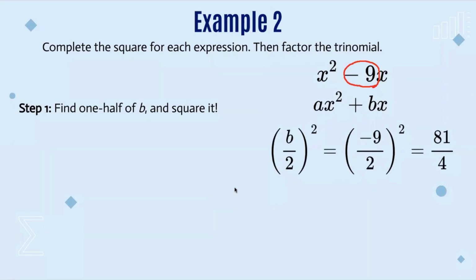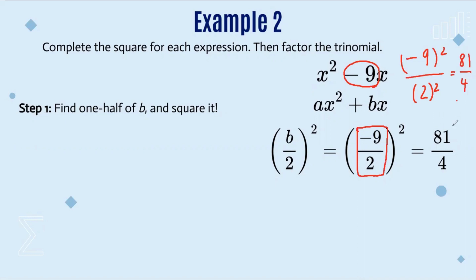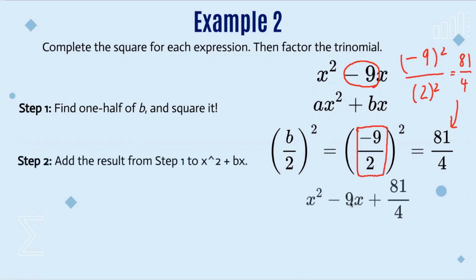And whenever you have a fraction like this, since negative 9 can't be divided by 2, you can just do it individually, where you have negative 9 squared over 2 squared. This would give you 81 over 4. And now that you found your c value, which again is 81 over 4, you just have to add it to your binomial expression. So it'd be x squared minus 9x plus 81 over 4. And now all you have to do is factor the trinomial.